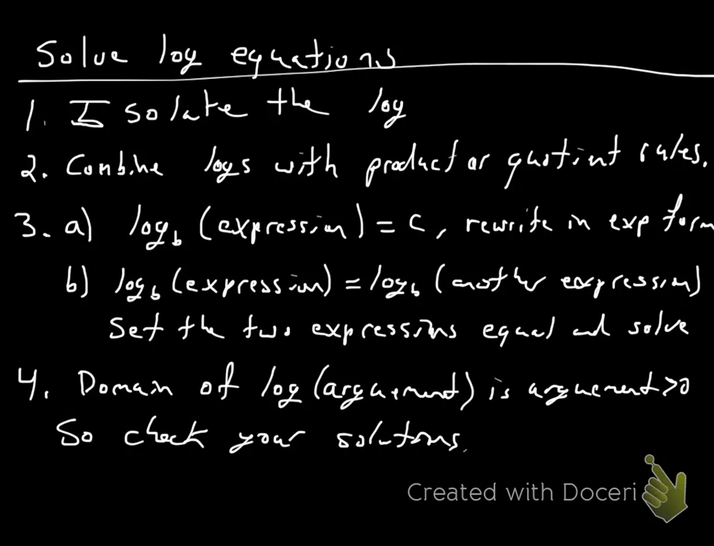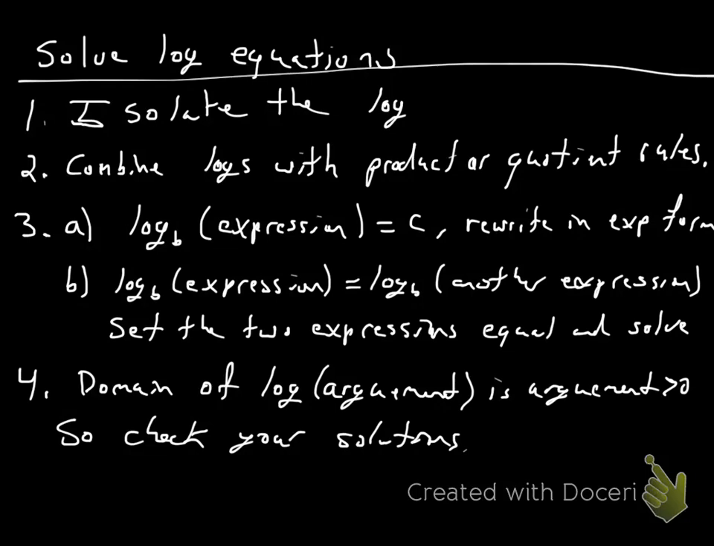Then, if there's more than one log, maybe you've got two logs on one side of the equation, you need to combine the logs with either the product or the quotient rule. So that's where writing as a single logarithm comes in handy. After you've done that, you have two situations in step 3. Either you have log of an expression, like x plus 5, equal to a number. So you want to rewrite that in exponential form: base b, exponent c, equals the expression, and then you solve it from there.